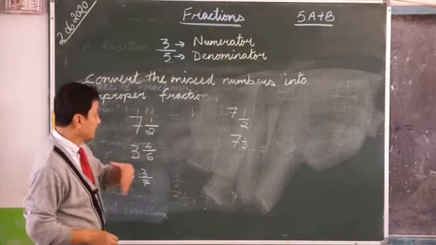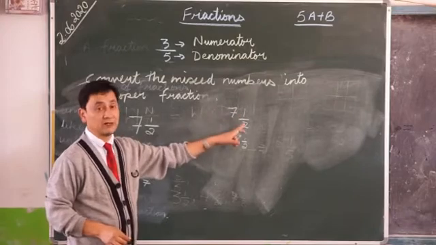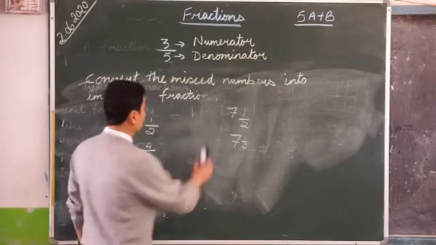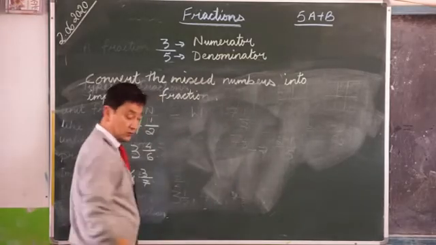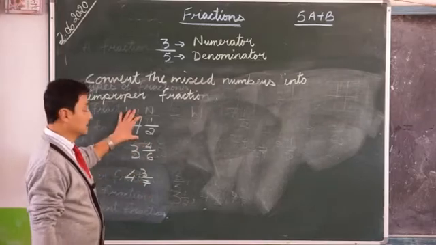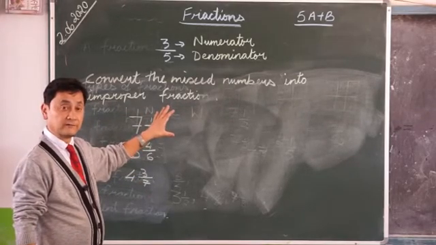When we correct your book, sometimes we see these answers. 71, it looks like 71 upon 2. It should be 7, 1 upon 2. Now what are we going to do? We are going to learn how to convert mixed number into improper fraction.